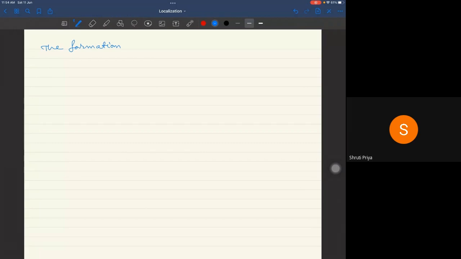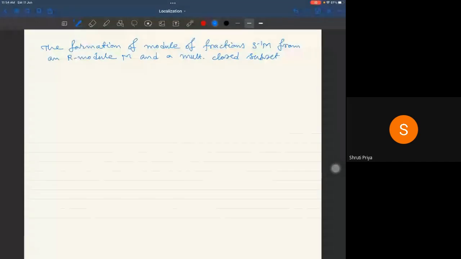The formation of module of fractions from an R module M and a multiplicatively closed subset S of R. So basically same thing. Let's just write it quickly.